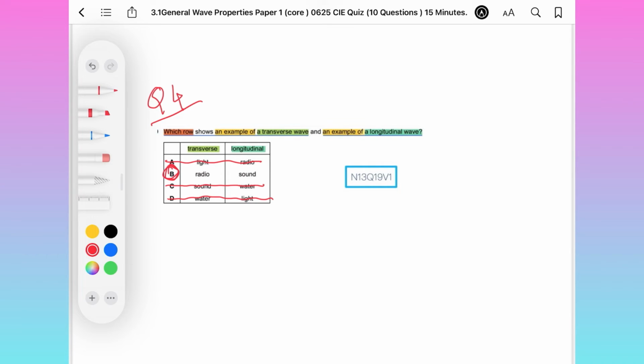And please again don't be confused. Radio waves, they are one of the members of the electromagnetic waves. They are transverse, but sound is longitudinal.